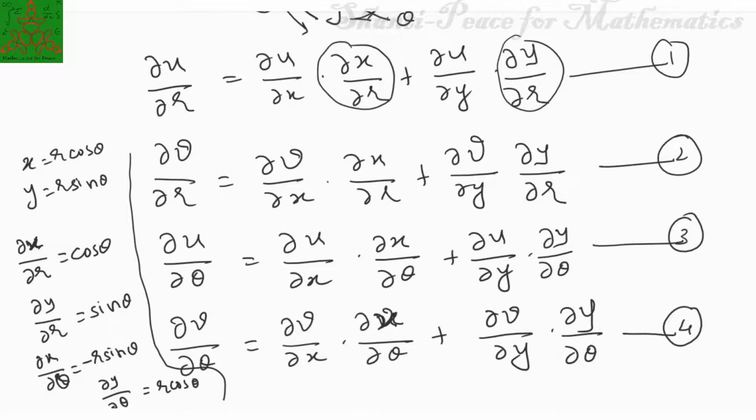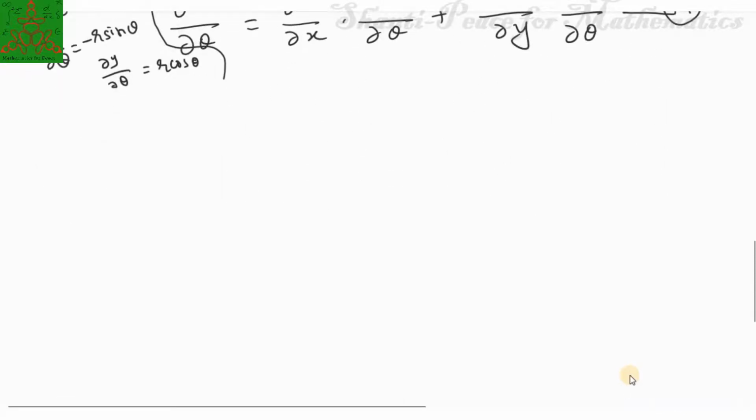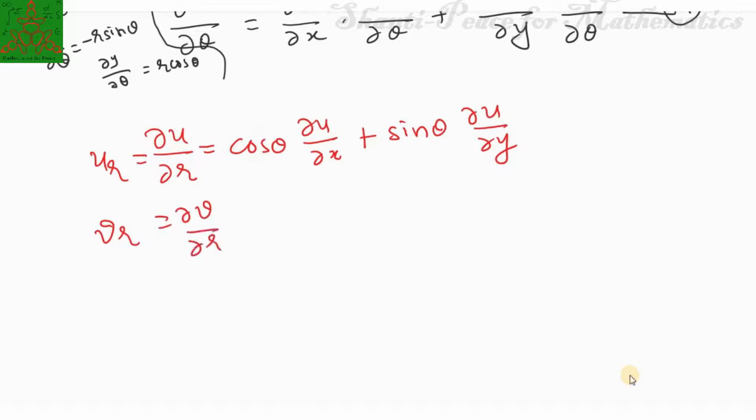So let us write down one by one the equations it is converted into. Now you will have del u by del r, that I can write as ur, which is cos theta del u by del x plus sin theta del u by del y. Then you will have vr, that is del v by del r, that you can write as cos theta del v by del x plus sin theta del v by del y.